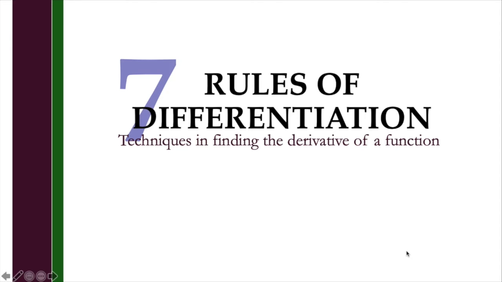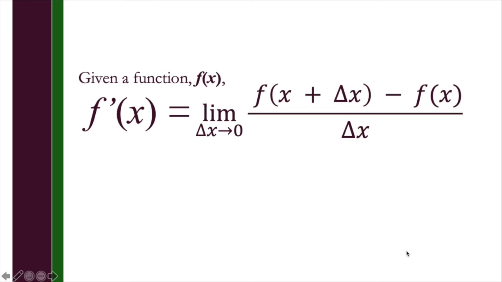This series of videos is about the 7 rules of differentiation, also known as the techniques in finding the derivative of a function. At this point in time, you must know that given a function f of x, the derivative, which is written as f prime of x, or specifically as the first derivative, is the limit of f of x plus delta x minus f of x over delta x as delta x approaches 0.